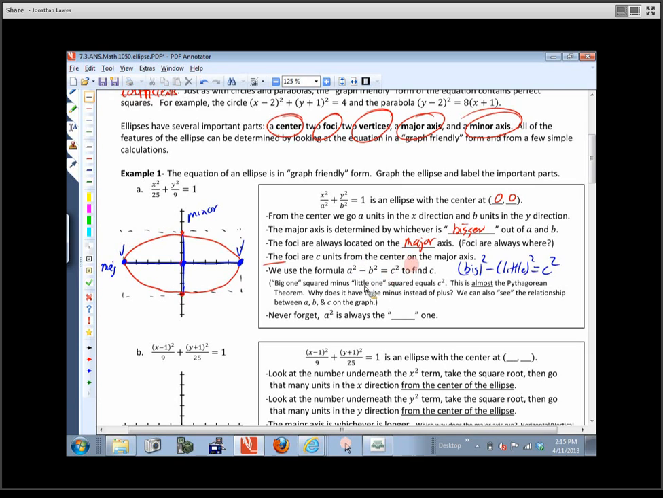To be mathematically precise, they have to write stuff like that so you can write down a formula. You're never going to see anybody write in a textbook, hey, do the big one squared minus the little one squared. But that's the net effect of what you need to do.